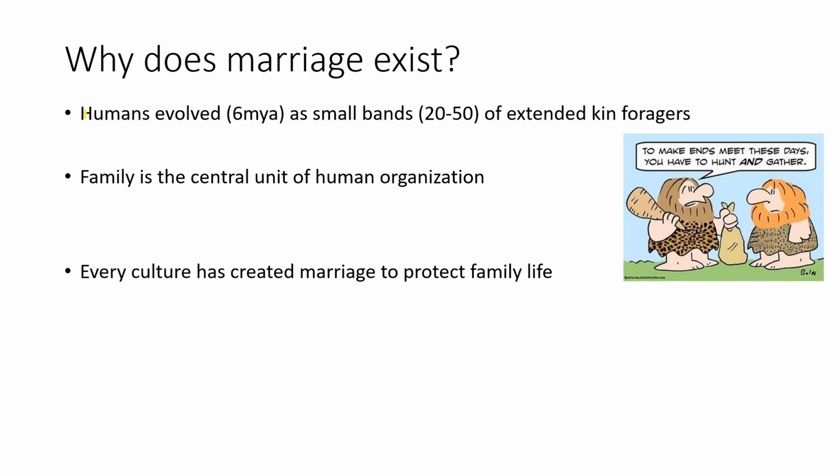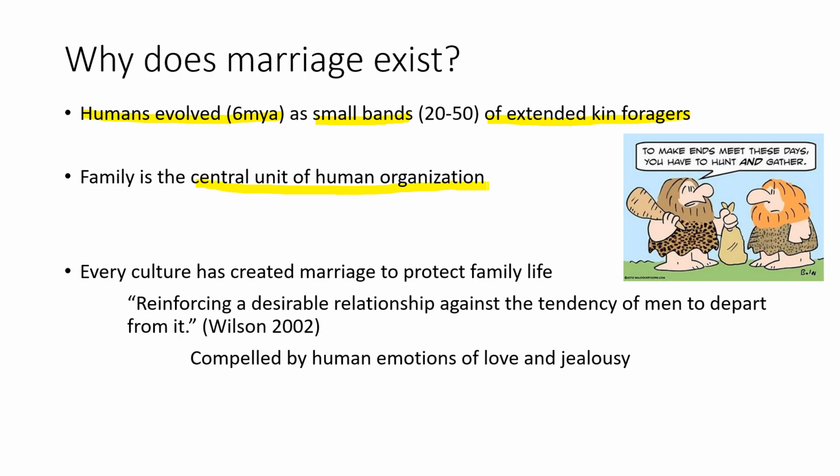But why does marriage exist? Well, humans have been evolving for about 6 million years, and almost exclusively that time we were evolving in small bands, anywhere from 20 to 50 humans of extended kin foragers. So therefore, humans evolved into this family unit. So that's why it's so normal to us. Family is the central unit of human organization.